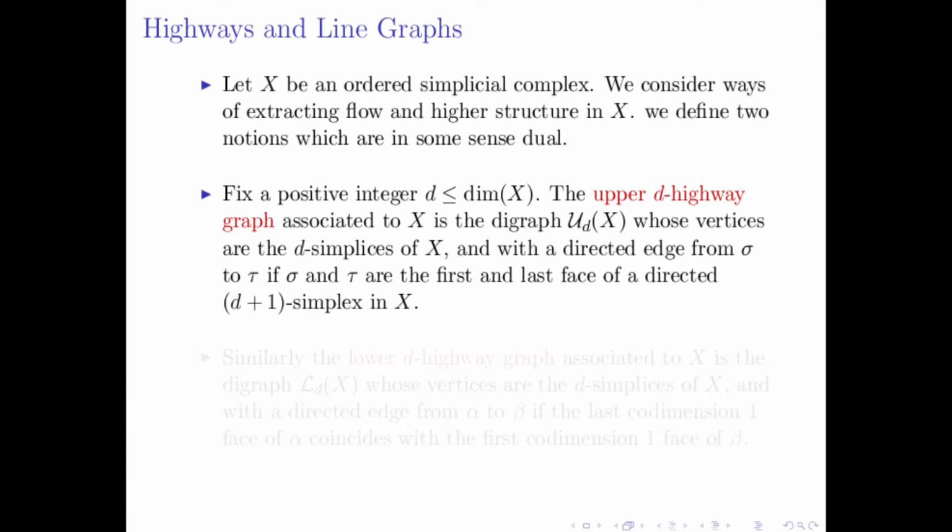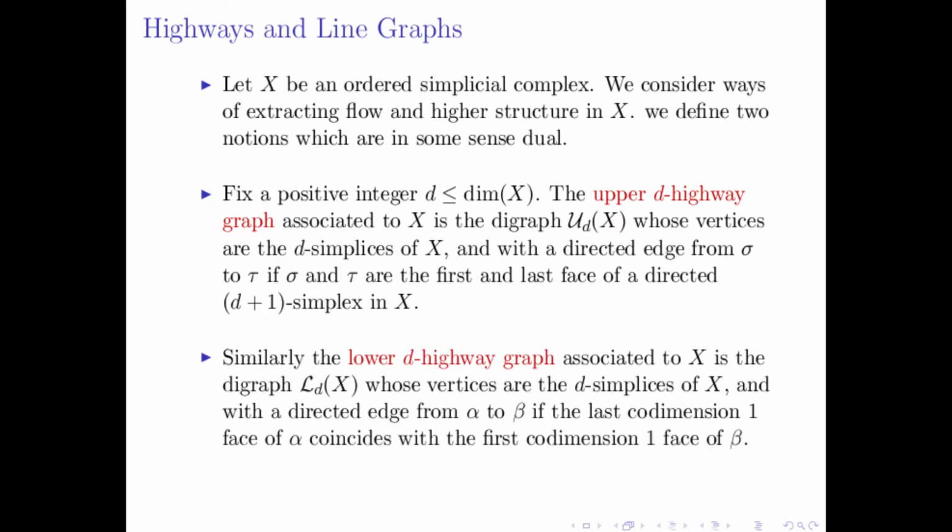If you fix a positive integer d, less than or equal to the dimension of n, we call the upper d highway graph associated to X the graph whose vertices are the d simplices. I'm going to show you a picture in a moment so it will become clear. And there's a directed edge from sigma to tau if sigma and tau are the first and last faces in a directed (d+1)-simplex. So if you have a triangle, and the order goes 1, 2, 3, then you'll have a one highway from the 1, 2 to the 2, 3. But I'm going to show you a better picture.